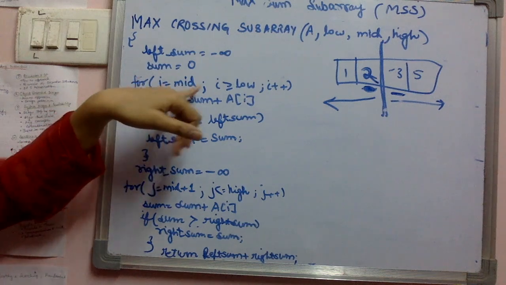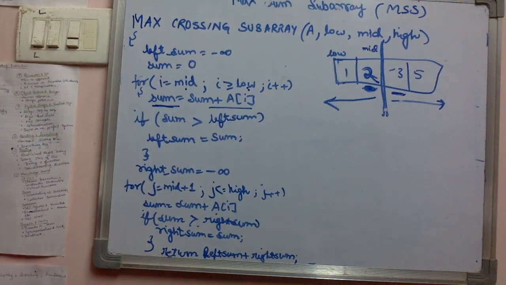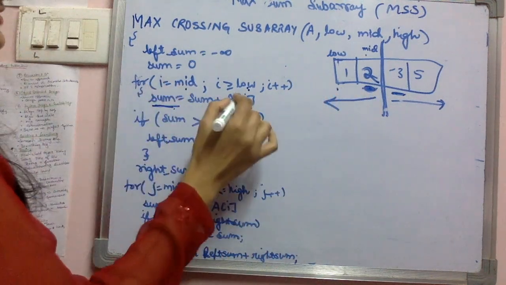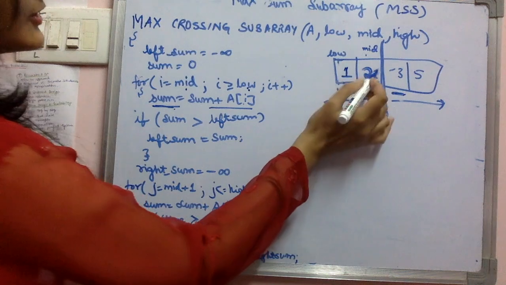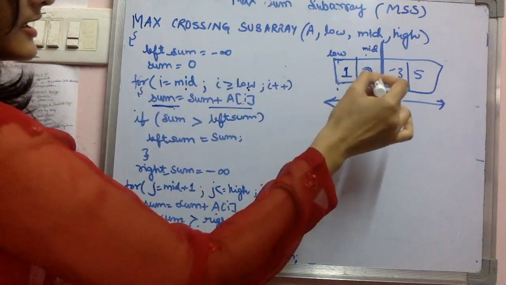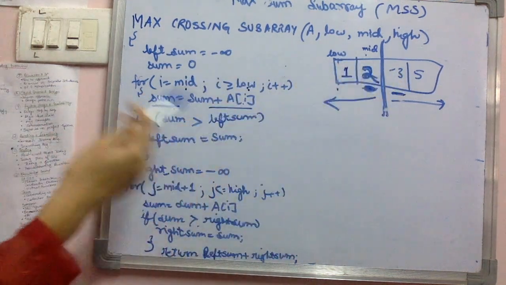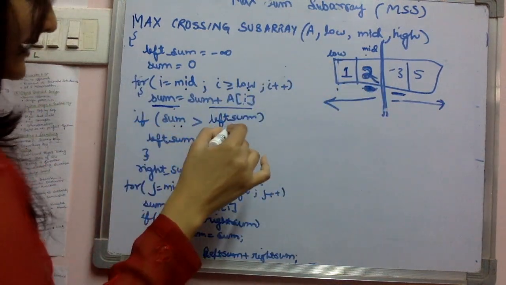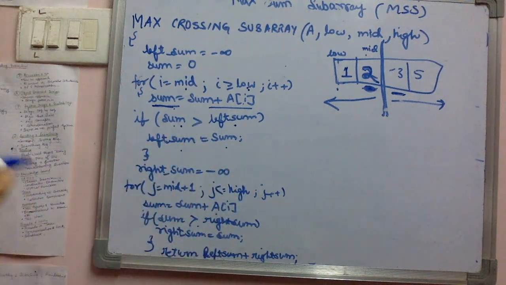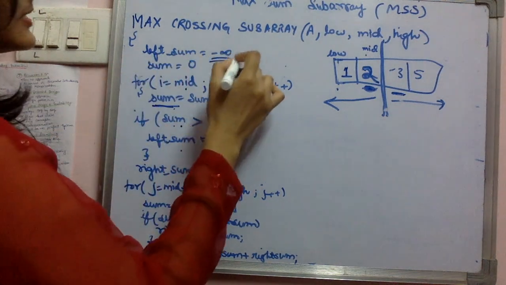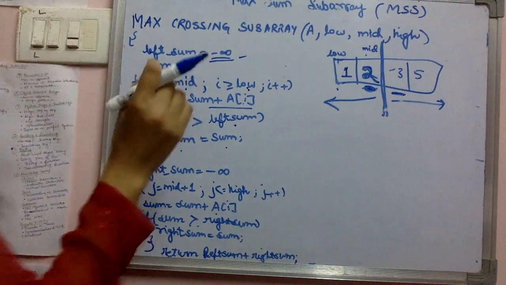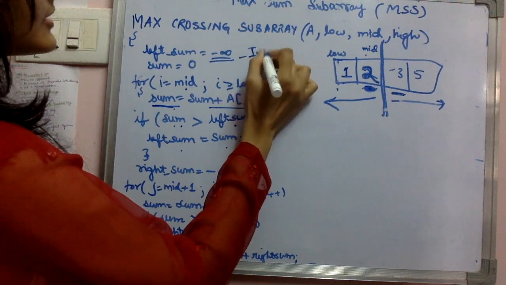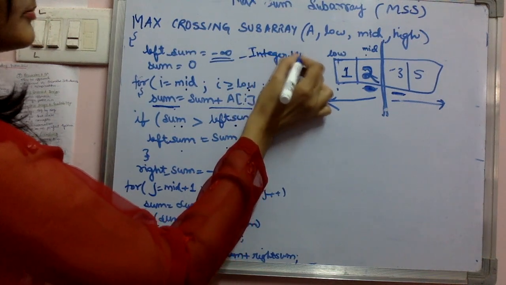So we take 2, and then let's see how this algorithm works. We start with mid and we go till low in search of a maximum sum. We keep adding a of i into this sum variable, and if we find at any step that sum is greater than left sum, we update left sum to sum. Initially our left sum will be a negative integer, the lowest possible integer that can be stored. In Java you can give it something like Integer.MIN_VALUE.